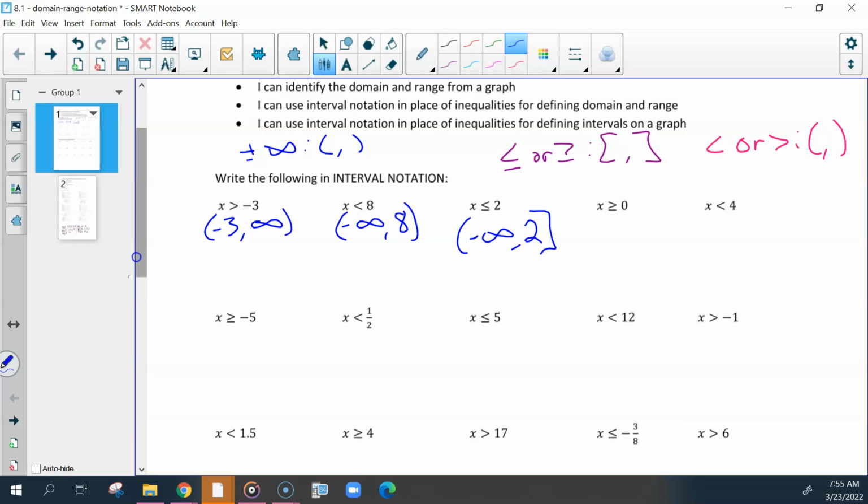For the next one, x is greater than or equal to 0. It would start at 0. And because it's equal to, we'll have a bracket. It will keep going to the right towards positive infinity, and then we'll have a parenthesis.